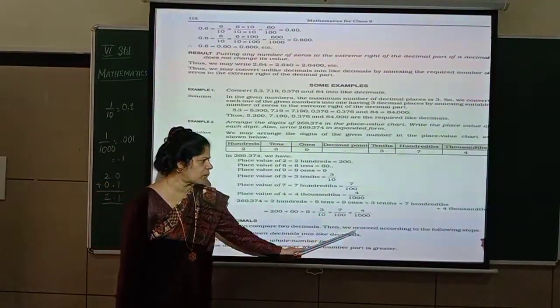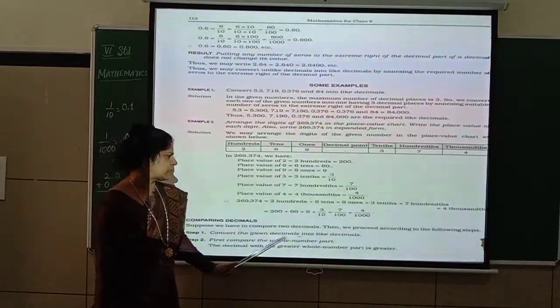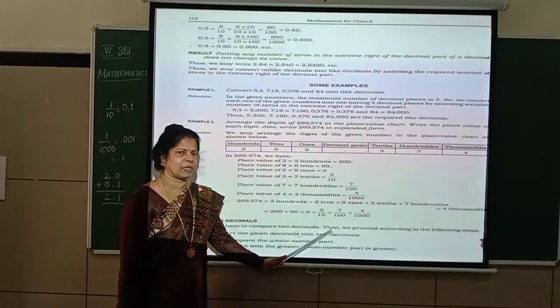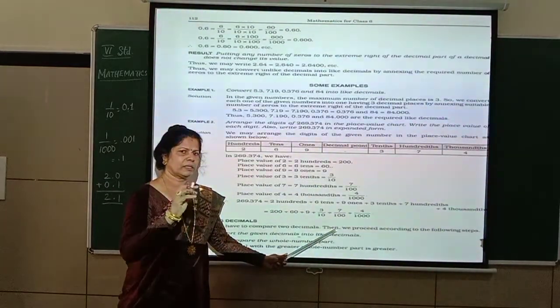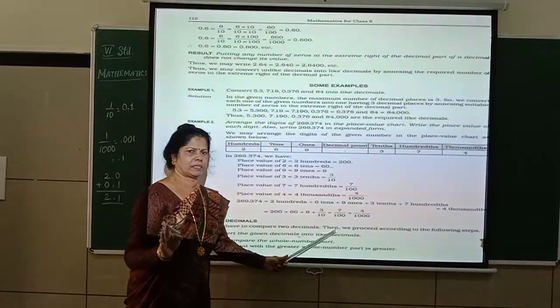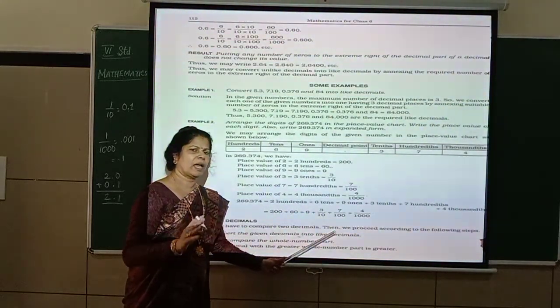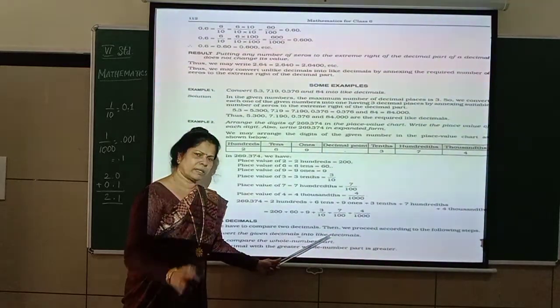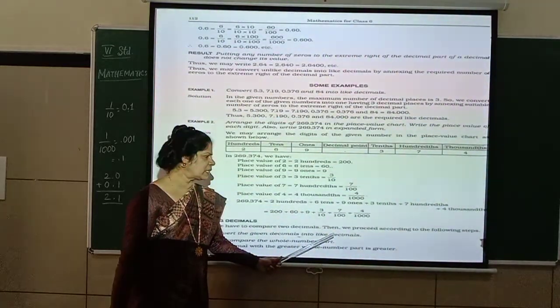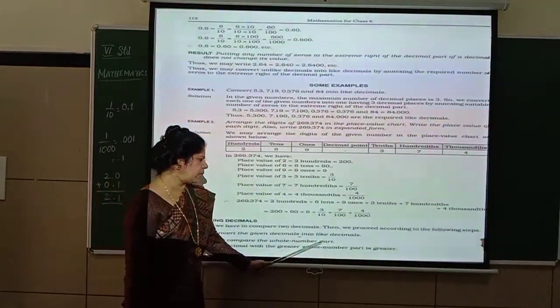So, comparing decimals. Suppose we have to compare two decimals. Then we proceed according to the following steps. Step 1. Convert the given decimals into like decimals. Like decimals means after the point, whatever the number is given, it should have the same number of digits. If 2 digits, then after the point 2 digits only. After the point, if it is 3 digits, for every number it should be 3 digits. That is like decimals.